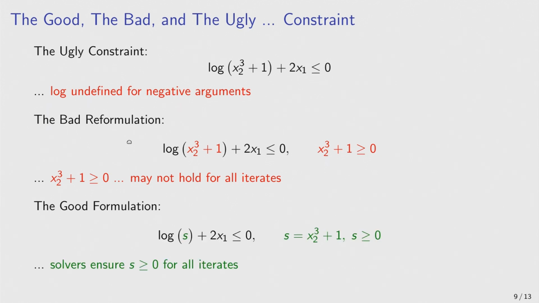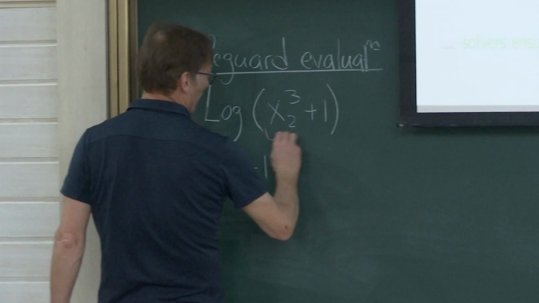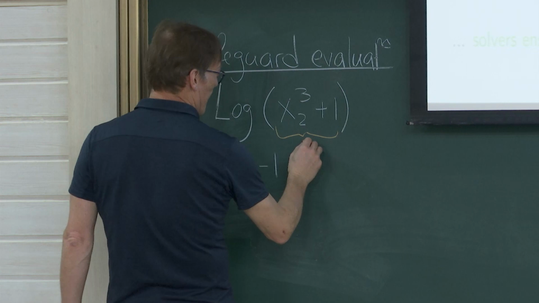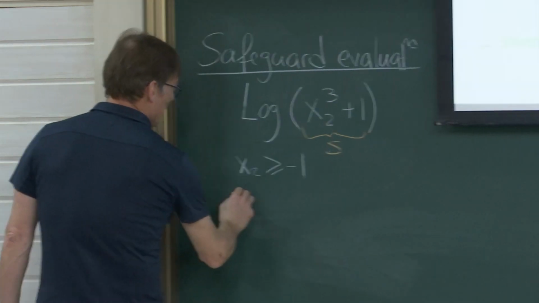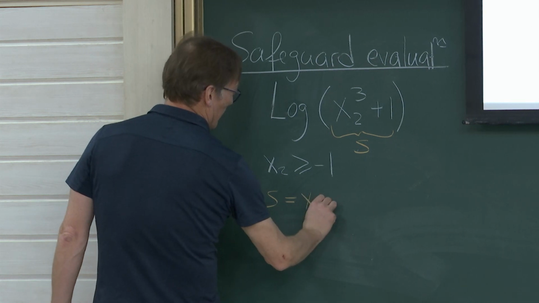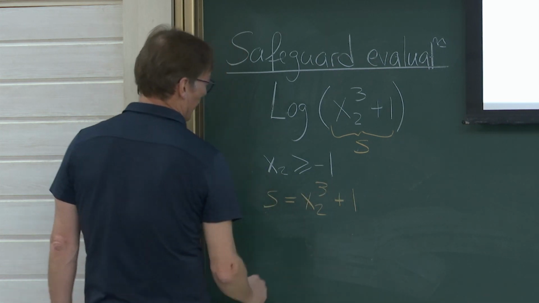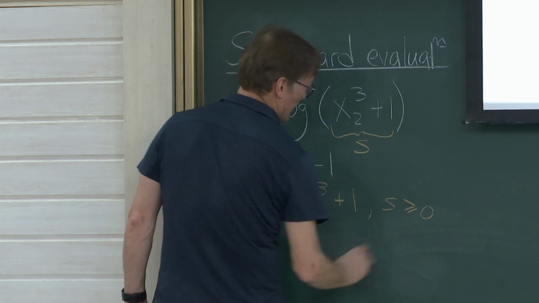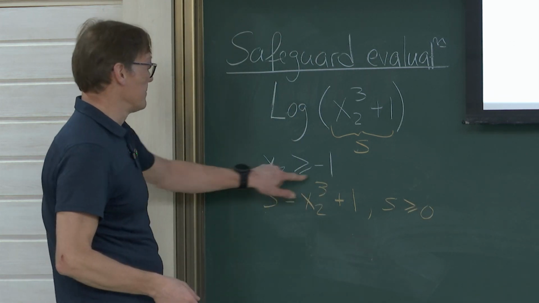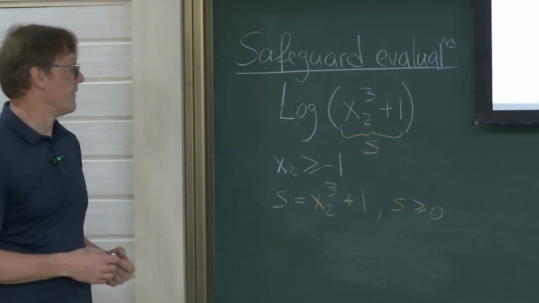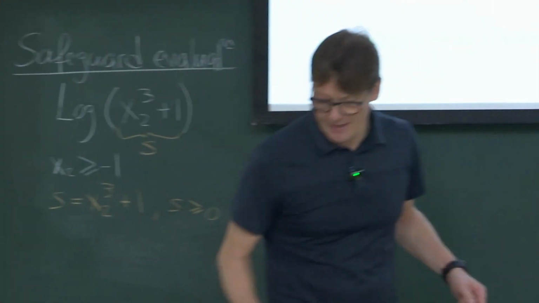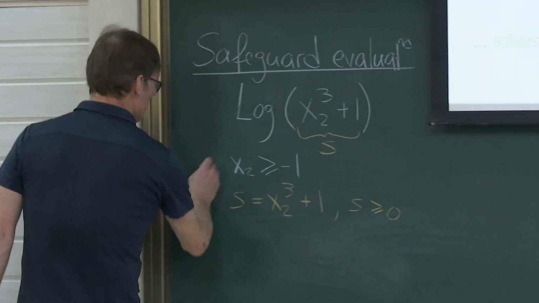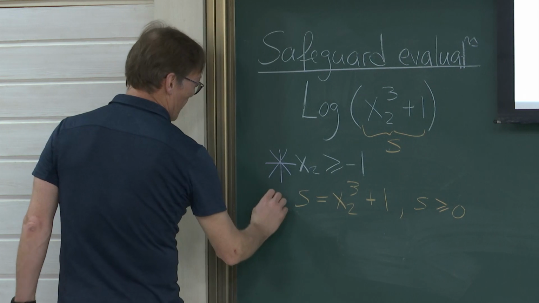Now you had a better idea. Actually, yours is better than mine. So what I do is a sort of general idea, which is I introduce a slack variable S, and then I set S equal to x2 cubed plus 1, and I have S non-negative. But you're right, if I just ensure that x2 is greater or equal to minus 1, then that's a much, much better solution. So I like your solution better. So this is the good solution. This is okay.